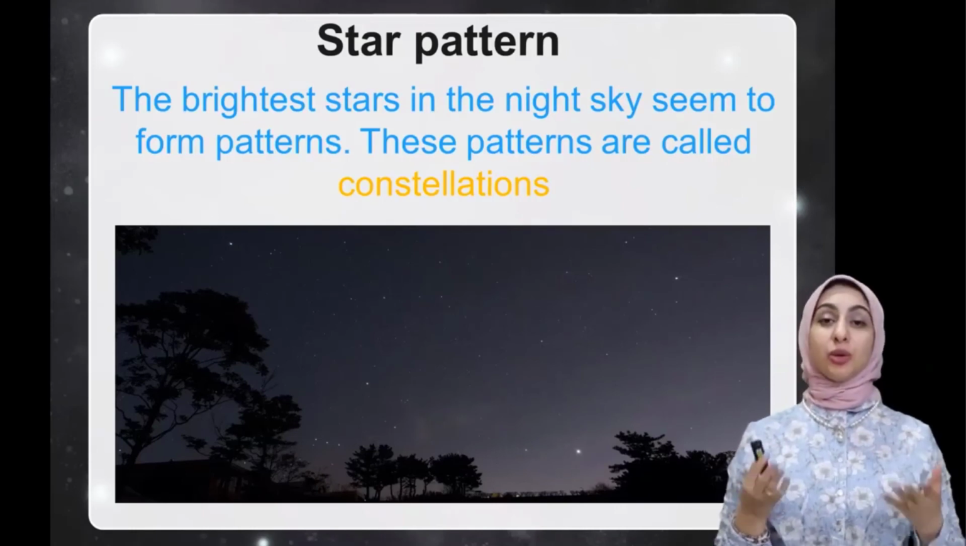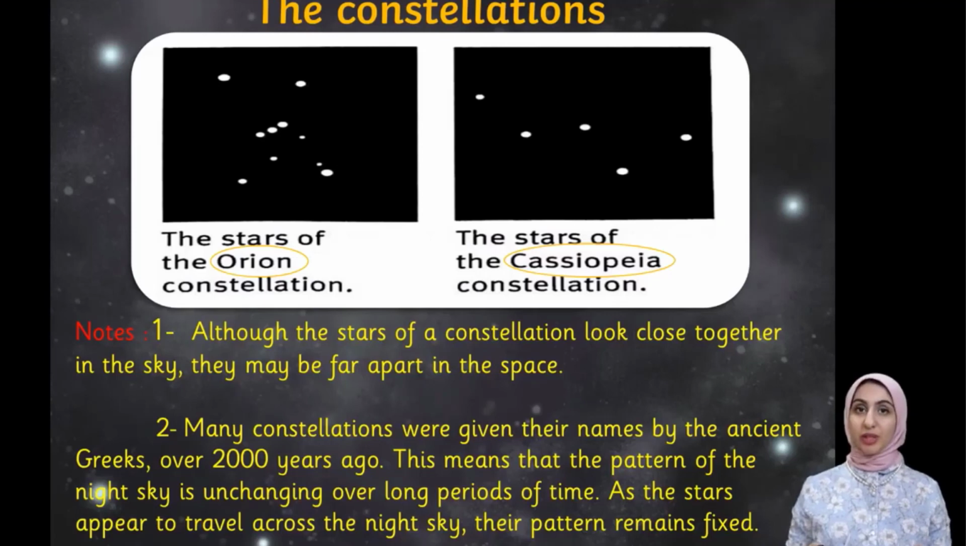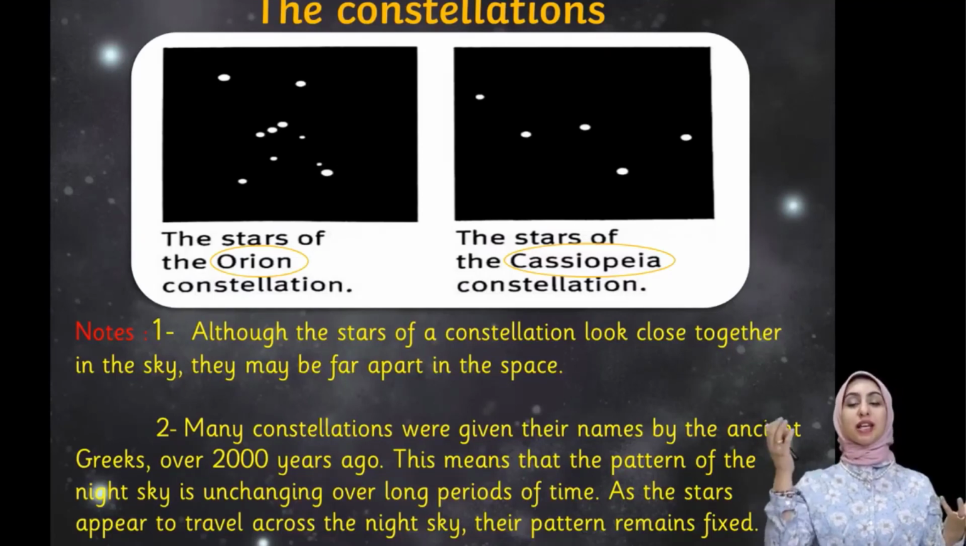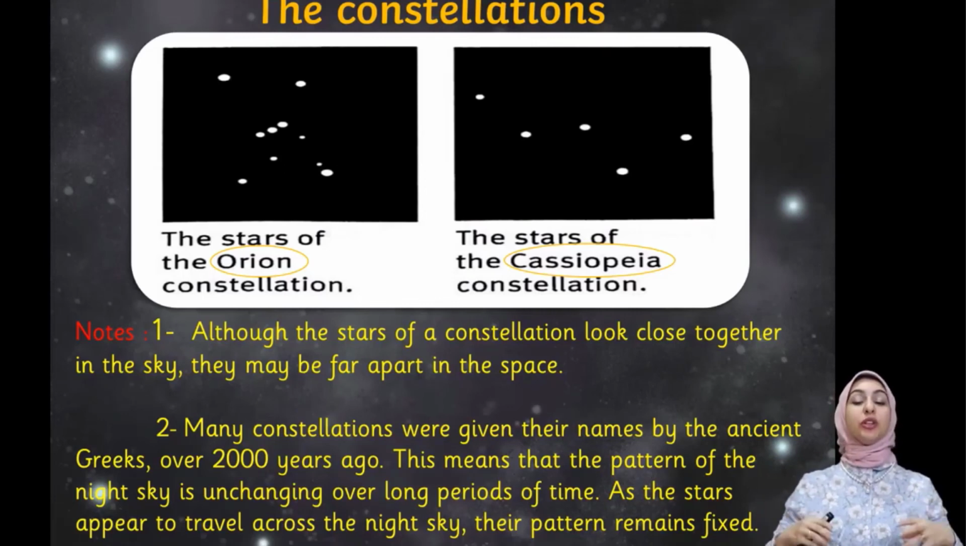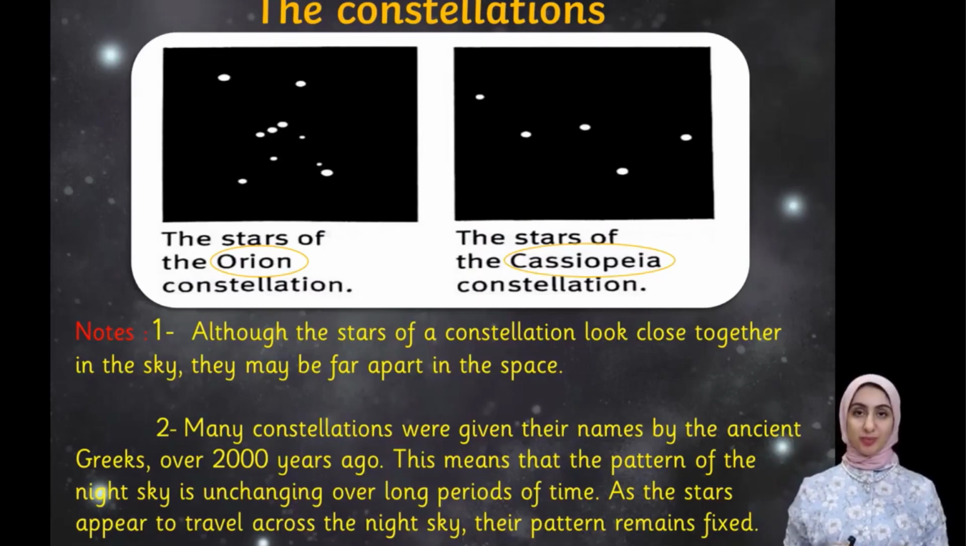Okay? In your course book there are 2 constellations and you need to know them. These constellations are the Orion constellation and the Cassiopeia constellation. And here, as you can see, they have different patterns or different shapes in the night sky.